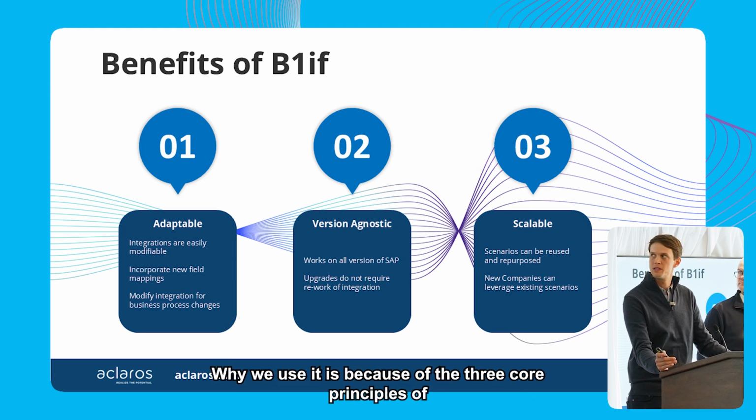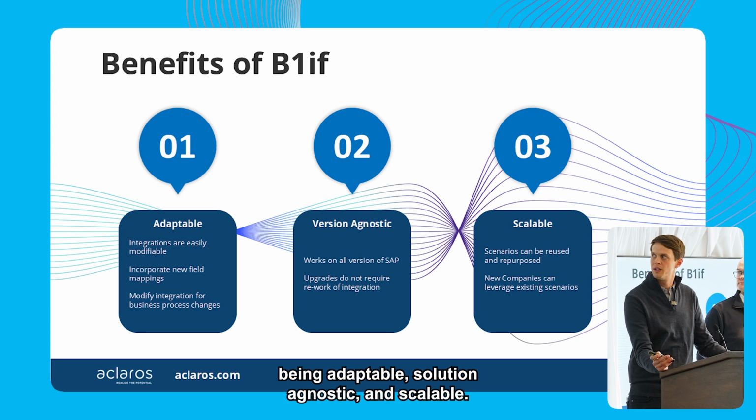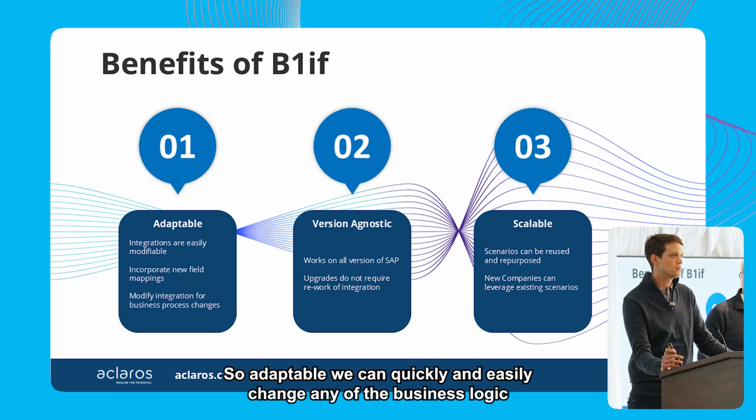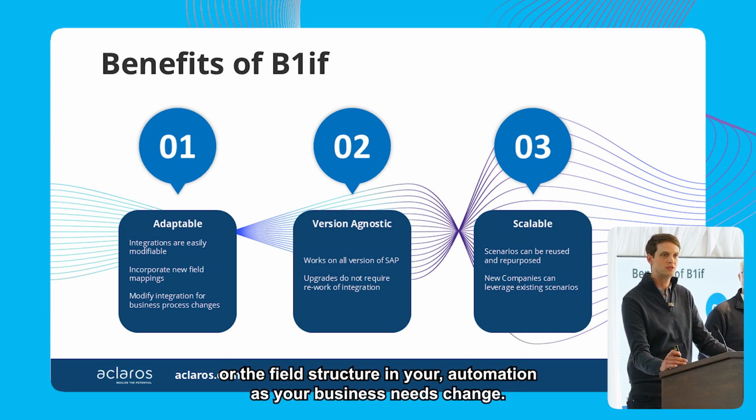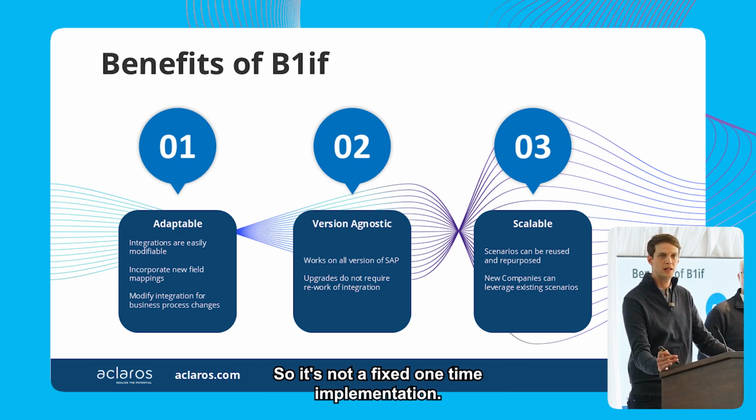Why we use it is because of the three core principles of being adaptable, version agnostic, and scalable. So adaptable: we can quickly and easily change any of the business logic or the field structure in your automation as your business needs change. So it's not a fixed one-time implementation.